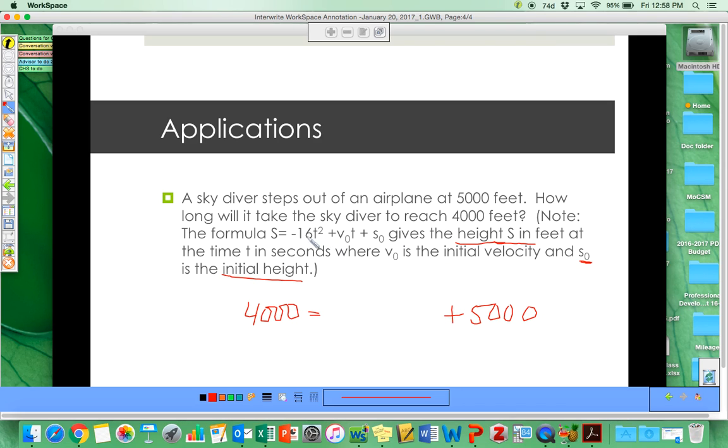All right, so let's see what else we have. The negative 16t squared, because t is time. And it is asking me how long, so that is a time, so I know that's my variable. And the last thing it says, where v is the initial velocity.